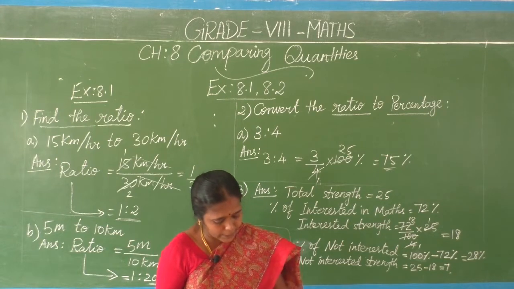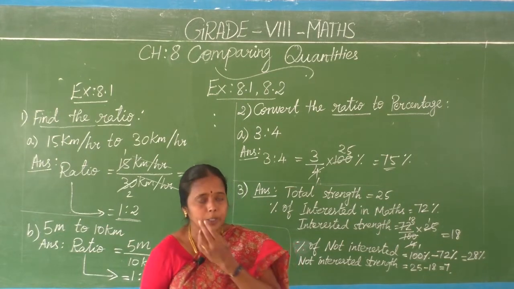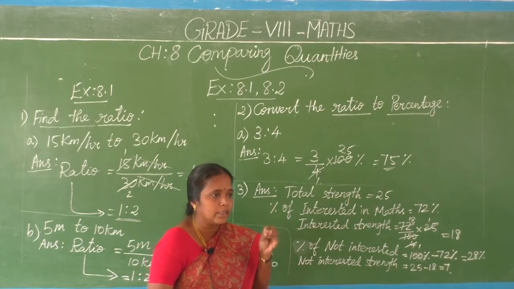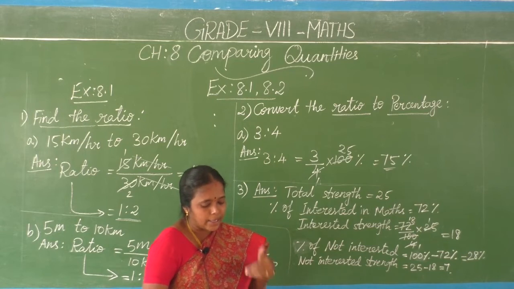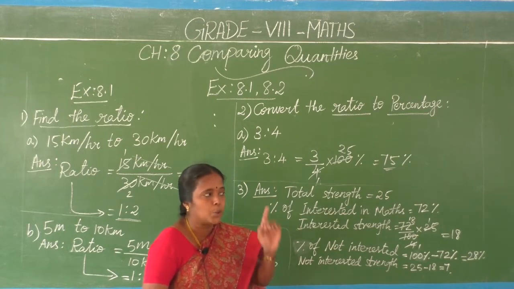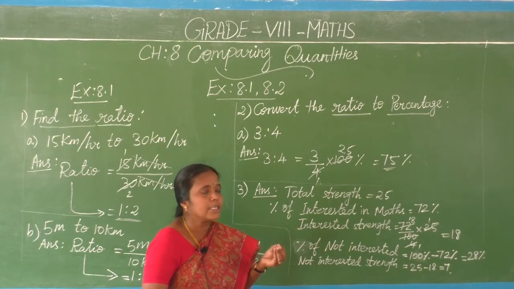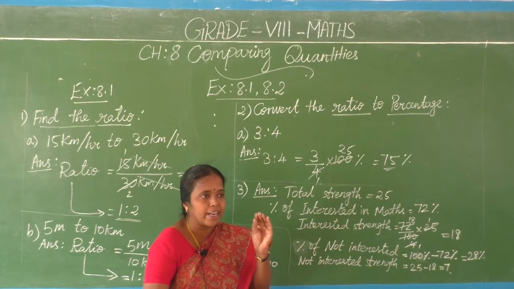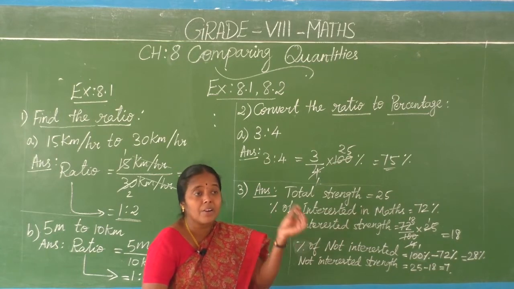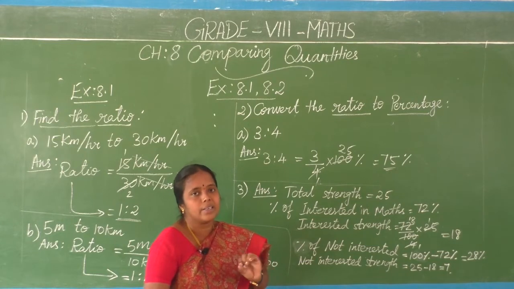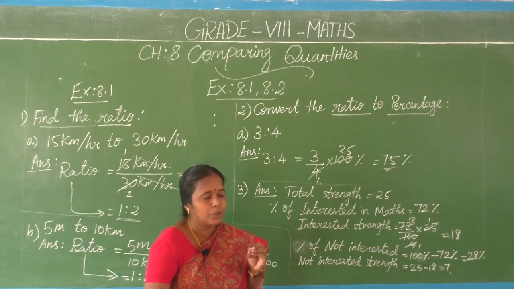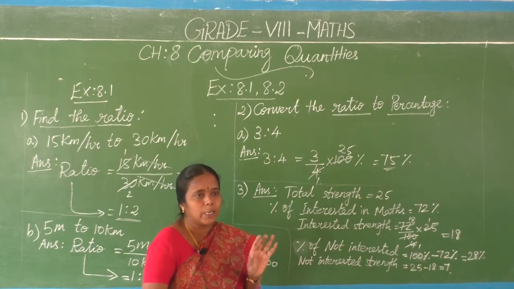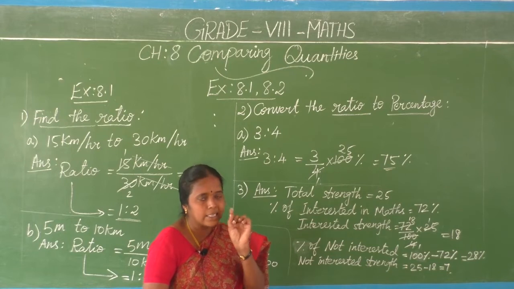Second section: convert the following ratios to percentage. Here in the question, a ratio is given, and they are telling us to convert it into percentage. Percentage, you know well, is a fraction having the denominator 100. Simply put, it has to be converted to 100. Percent, cent is nothing but 100.